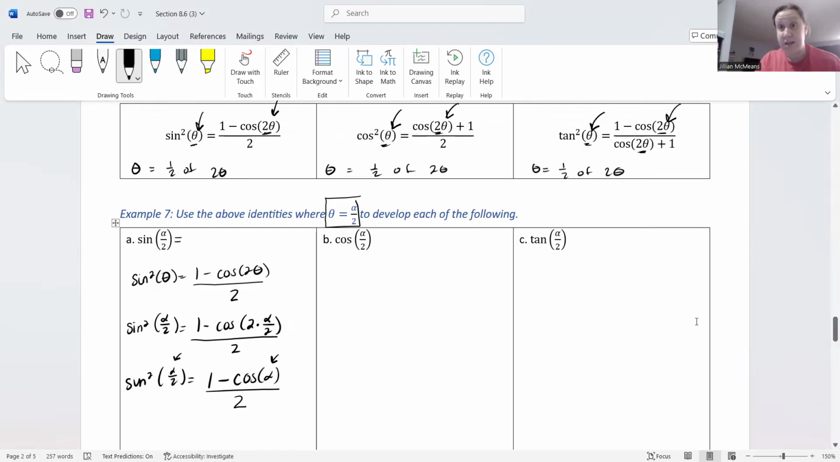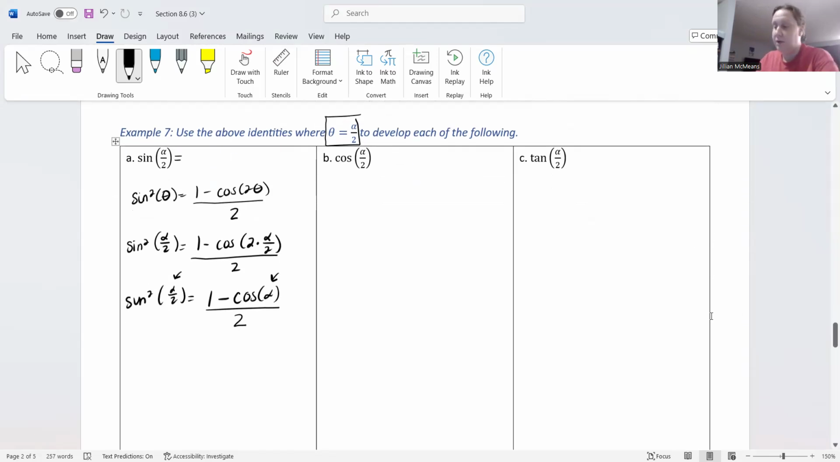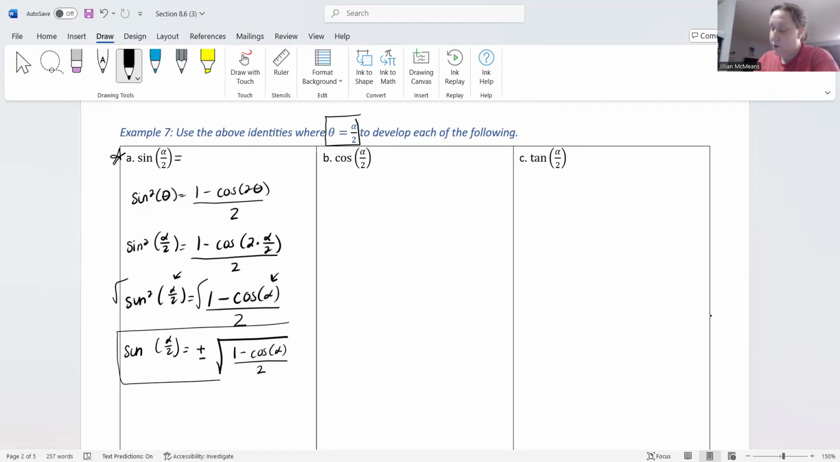Now we want to solve and just get sine of alpha over 2. In order to undo something that has been squared, we take the square root of both sides. That gives me sine of alpha over 2 equals plus or minus, and don't forget your plus or minus, the square root of 1 minus cosine alpha all over 2. And this is the half angle formula for sine.